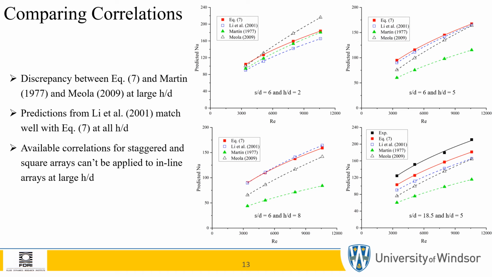This indicates that over the range of H/D and S/D tested, the jet-to-jet interactions are not significant, and each individual jet is not impacted by the other. Furthermore, the results suggest that the correlations of the square and staggered array types can't be applied directly to the inline array, particularly at large values of H/D.